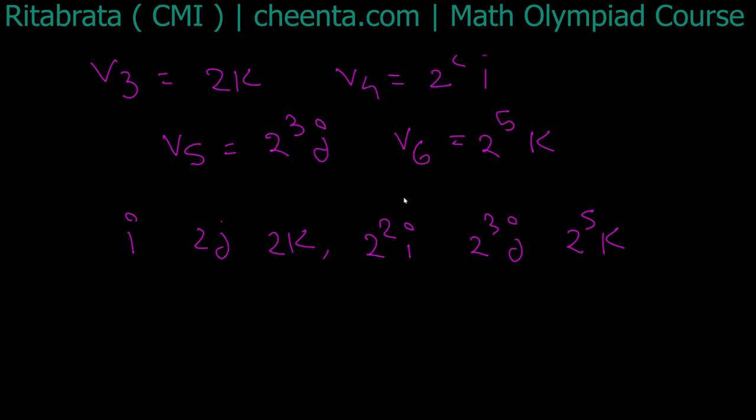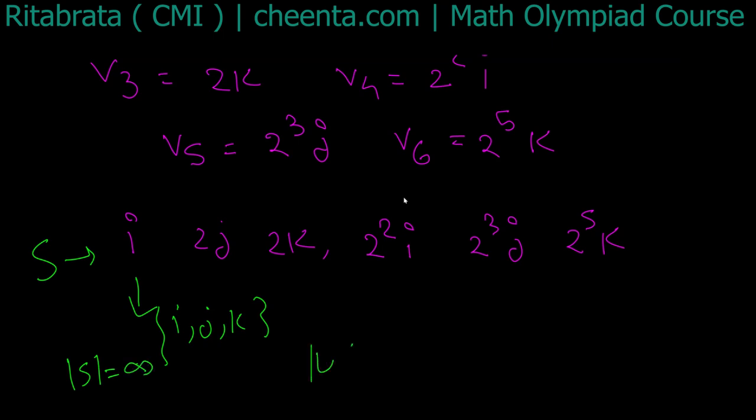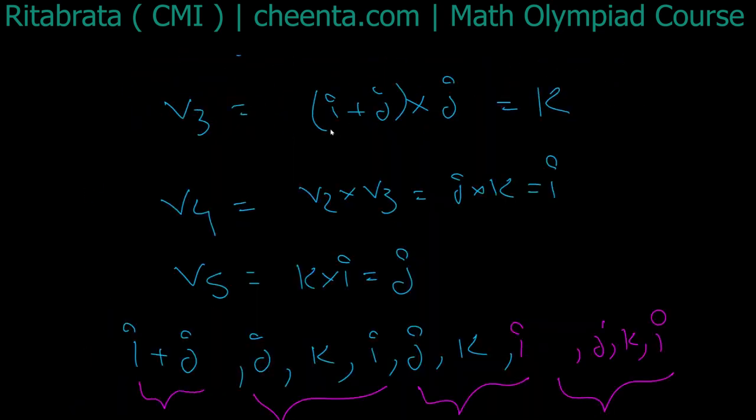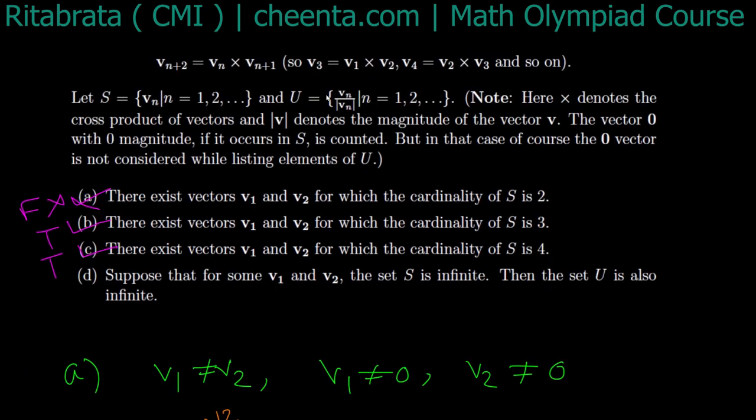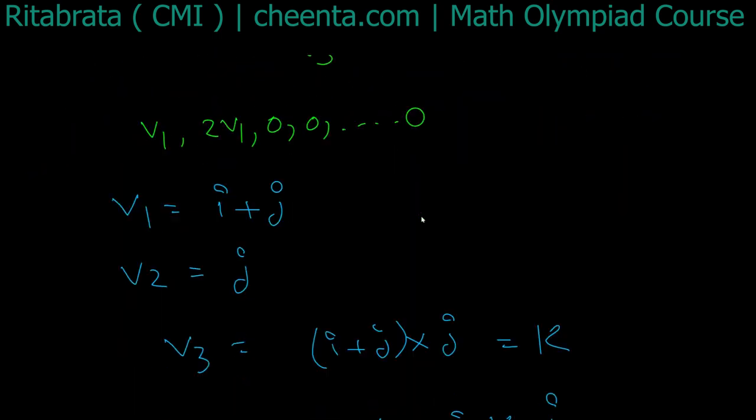So you can see that this has only generators I, J and K, the set of unit vectors. So even though S is infinite, my mod of U is just 3, it is finite. So in this case, my D cannot be true, D is false. So we are done. We have the first and last statements false, but the second and third statements are true, and the problem ends here.